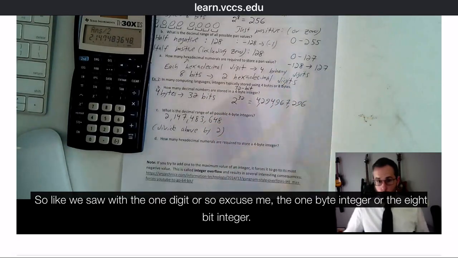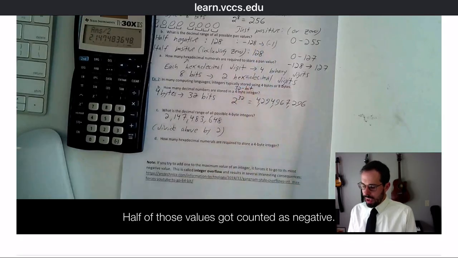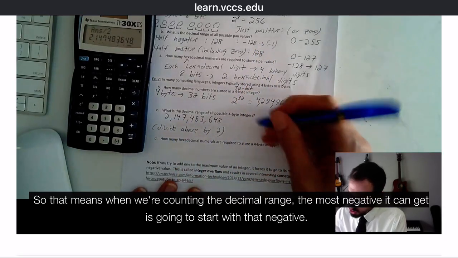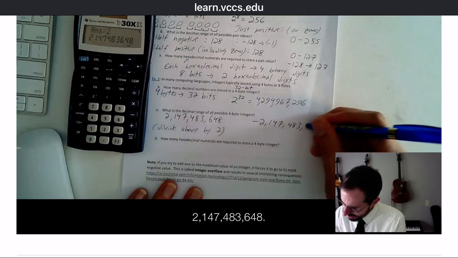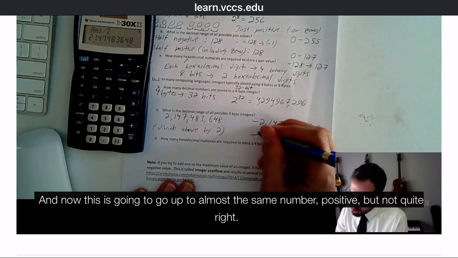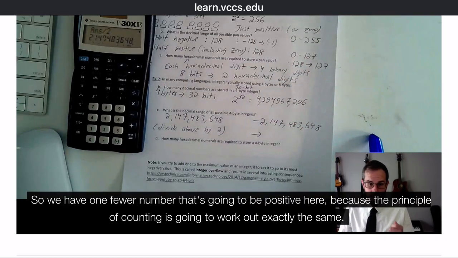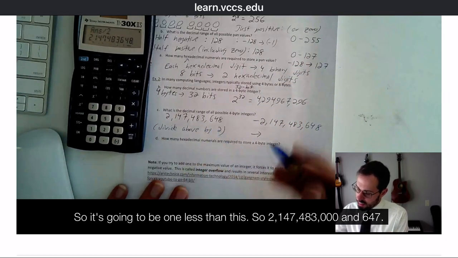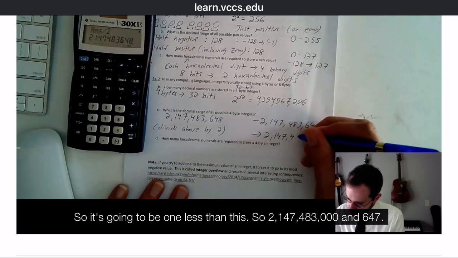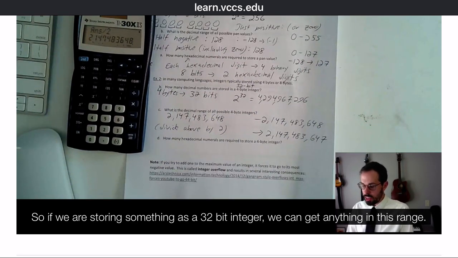So like we saw with the 1 byte integer, or the 8-bit integer, half of those values got counted as negative. So that means when we're counting the decimal range, the most negative it can get is going to start with negative 2,147,483,648. And now this is going to go up to almost the same number positive, but not quite, right? So we have one fewer number that's going to be positive here, because the principle of counting is going to work out exactly the same. So it's going to be one less than this. So 2,147,483,647. So if we are storing something as a 32-bit integer, we can get anything in this range.